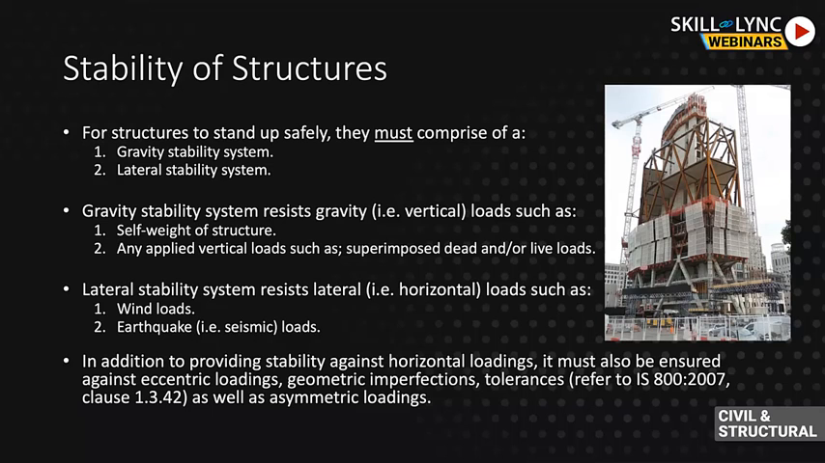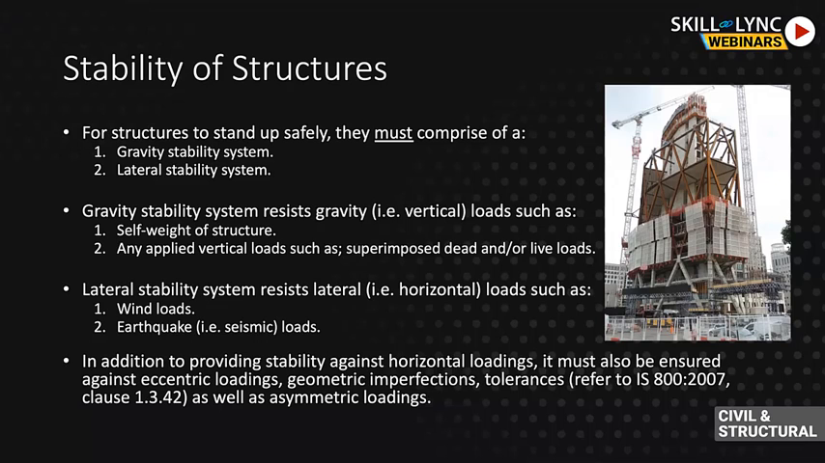So the gravity stability system, as the name implies, is responsible for resisting gravity loads, i.e. vertical loads, such as the self-weight of the structure, any floor finishes, cladding weight, and also imposed load, so occupancy, people moving inside the structure itself. The other stability system is referred to as the lateral stability system, which is our main focus for today's webinar, and it is responsible for resisting horizontal forces.